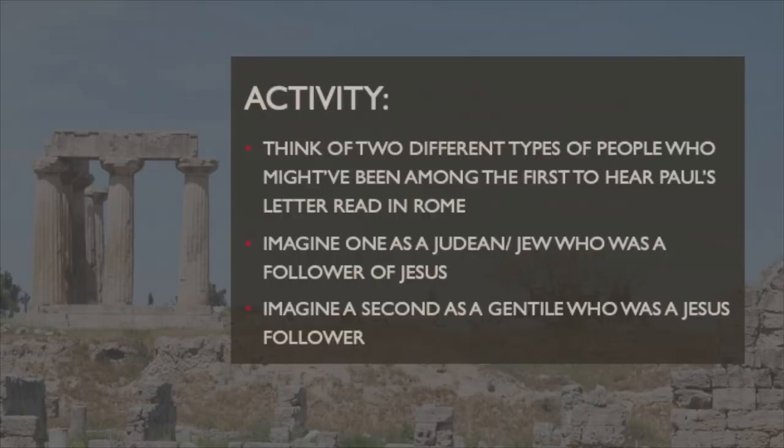Start to imagine your characters, your two recipients of this letter. And as an initial starting point, I would suggest that you choose one person to be a Jewish follower of Jesus, and your second person to be a Gentile follower of Jesus. And as we go along, you'll be able to get more and more specific about your two characters, who they are, what they do, what they believe, and how they relate to God and God's people.